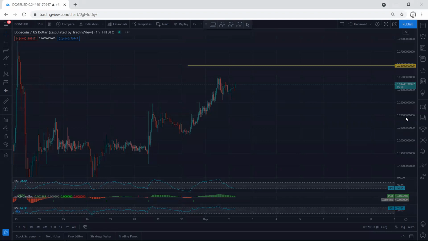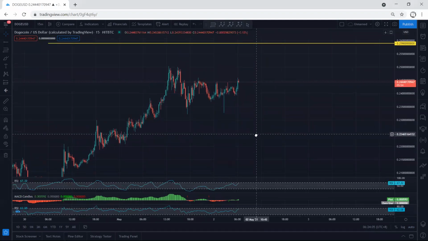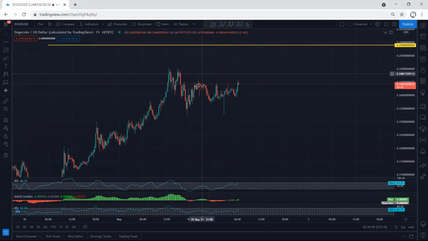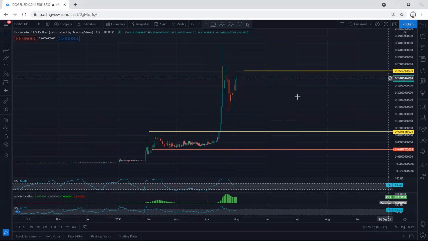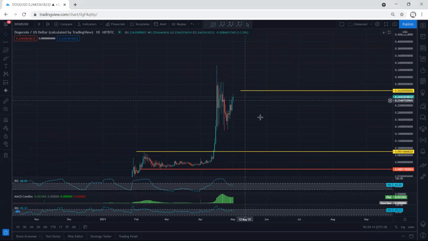How about if I move to 15 minutes? Based on 15 minutes, we still cannot confirm anything. In this case, we move to a higher time frame. We will move to the daily chart. Based on the daily chart, we're looking for continuation.